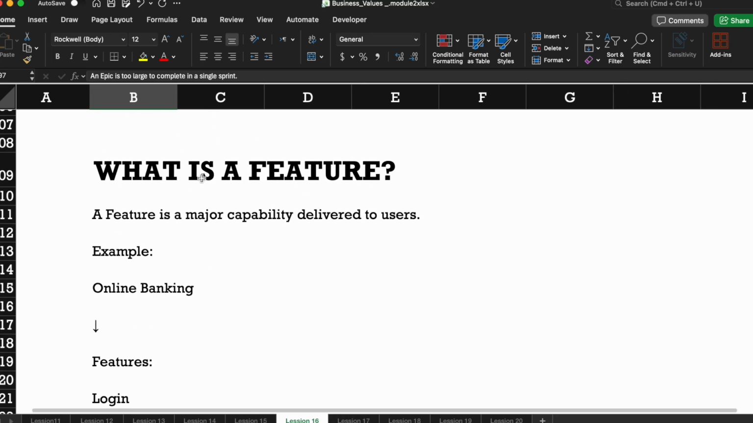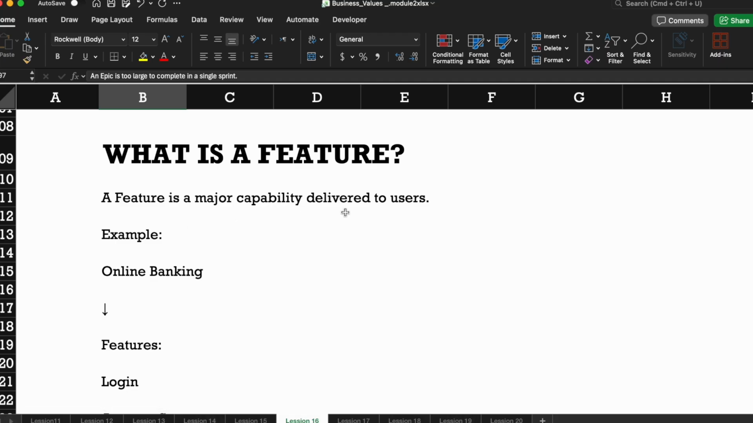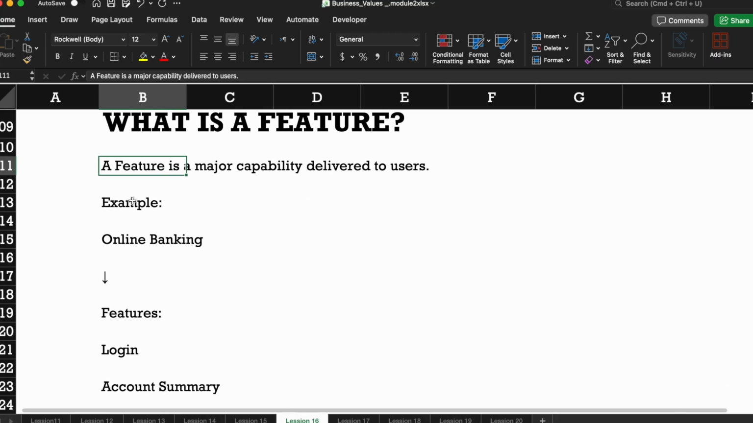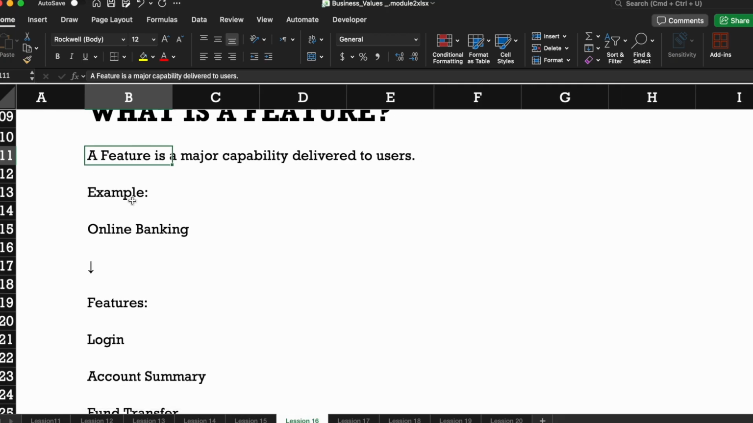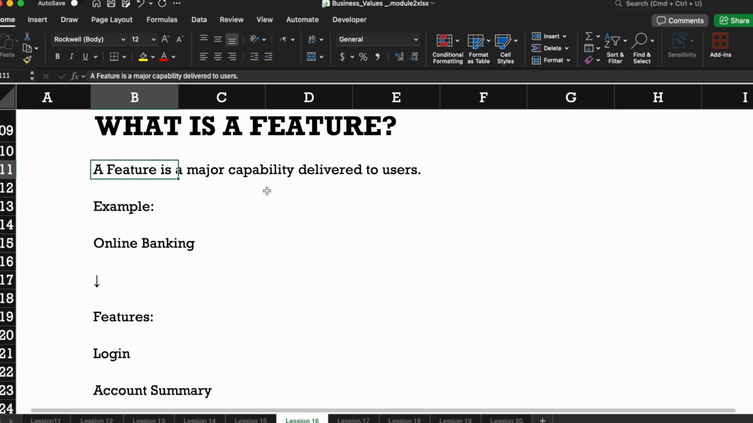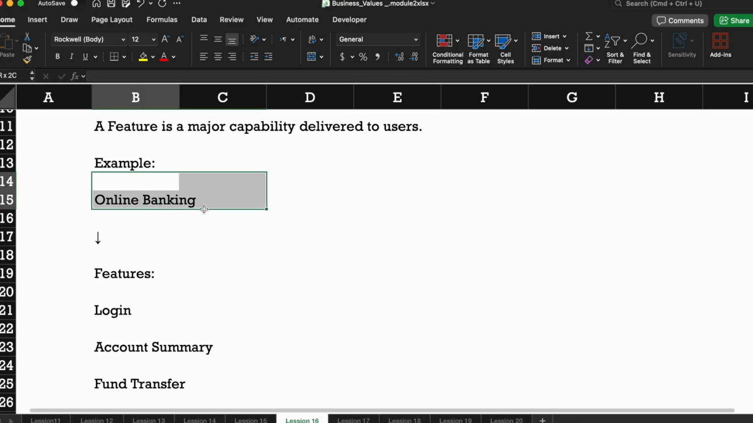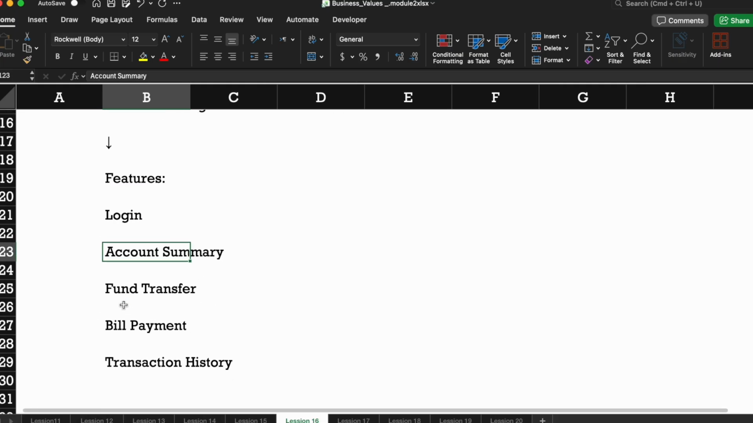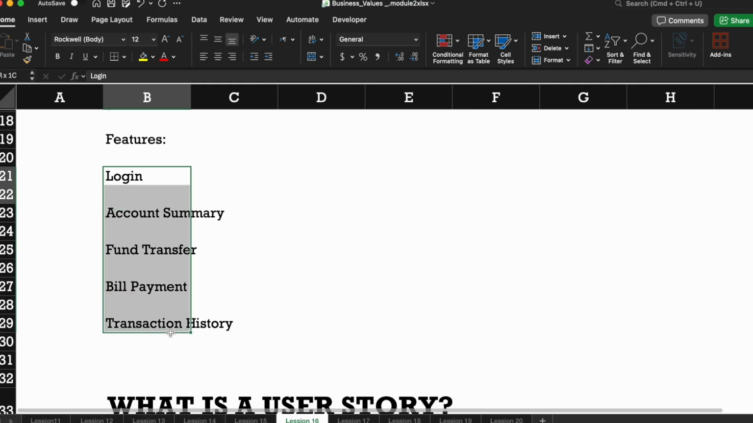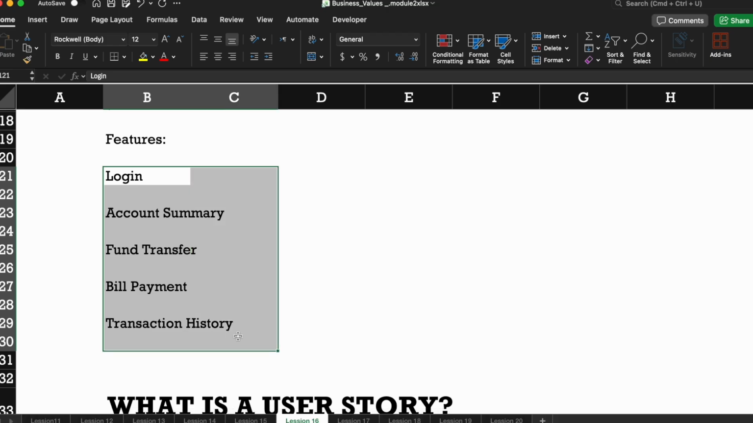Okay, so what is a feature? A feature is a major capability delivered to the user. It's like your candy, one single candy. You can eat a lollipop or a hard candy. It's a different taste, but the end result is the same: you feel like you're having a sweet. You can have a lollipop, a hard candy, or chocolate. So a feature is a major capability delivered to users. For example, online banking features: login, account summary, fund transfer, bill payment, transaction history. They're different things, like different candies, chocolate, hard candies, lollipop. So these are all candy features.